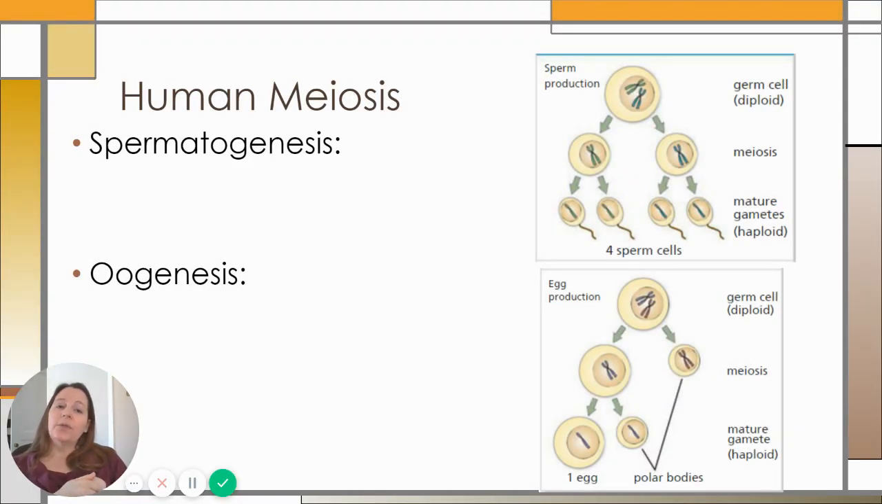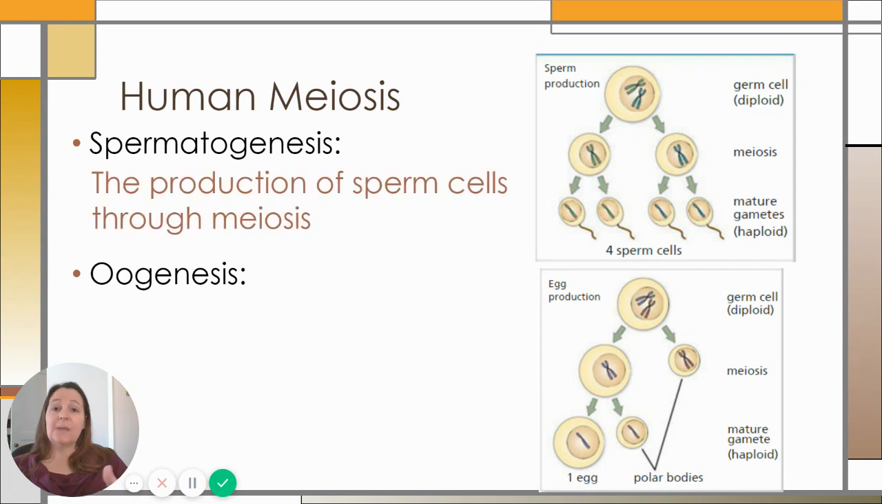So how does this work with humans? Essentially anything that creates an egg and sperm. The sperm generation is called spermatogenesis, genesis meaning the beginning, so the beginning of sperm. The top picture talks about how you have the germ cell, the original starting. You go through meiosis 1, where you separate the homologous chromosomes. You go through meiosis 2, where you separate the sister chromatids, and you have 4 mature sperm cells.